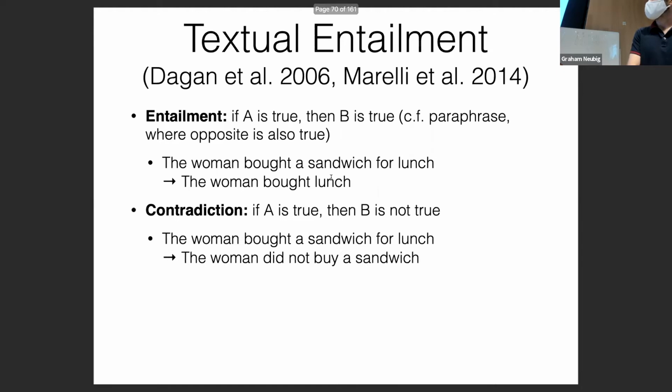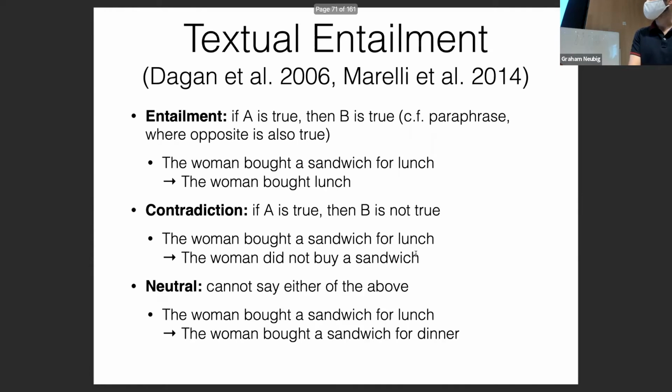There's also contradiction. So if A is true, then B is not true. The woman bought a sandwich for lunch, and the woman did not buy a sandwich. So this is not true if A is true. And we also have neutral. The woman bought a sandwich for lunch, the woman bought a sandwich for dinner. Maybe it's not very likely that you do both, but who knows? She might really like sandwiches.